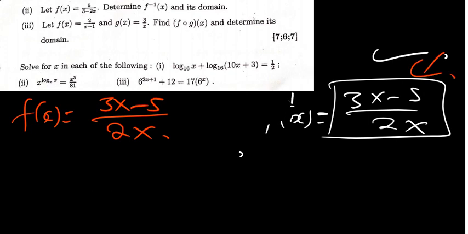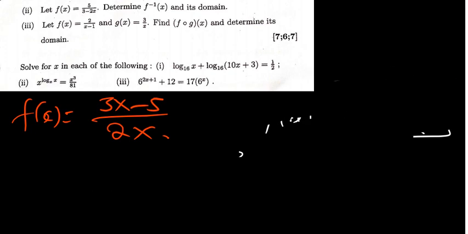So we want to find the domain. To find the domain, this is the inverse. To find the domain, you have to get the denominator and set it equal not to 0. So we have to say 2x has to be not equal to 0. You get my point? You have a question?